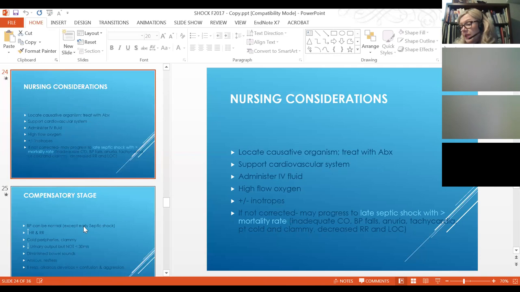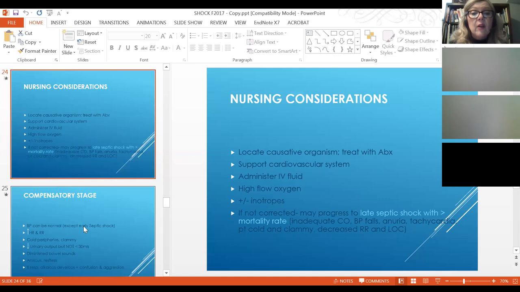So nursing considerations for septic shock will be to send off blood, urine, and other cultures, and then treat initially with a broad spectrum antibiotic. And then, as I've cautioned you repeatedly, go back and check your cultures and make sure the patient is on the correct antibiotic. Support the cardiovascular system. Because this is a distributive shock, the tank is too big, so they're going to need a lot of fluid.